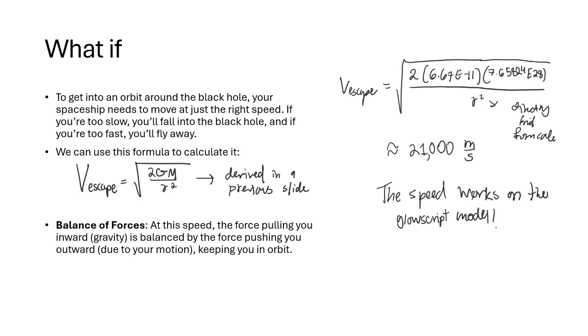And yeah, the speed works on the Glowscript. I added it, and it was able to orbit around the black hole. And basically, what the v-escape does, it's a balance of forces, and it makes sure that the energies are balanced and correct and can be used.